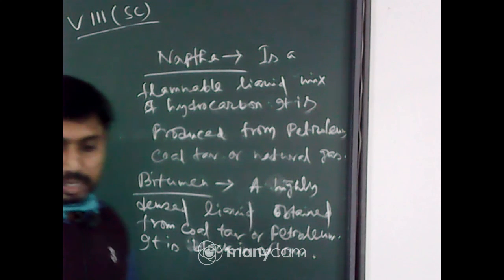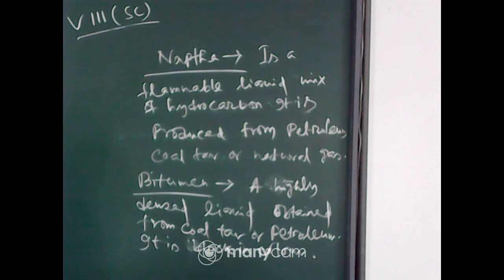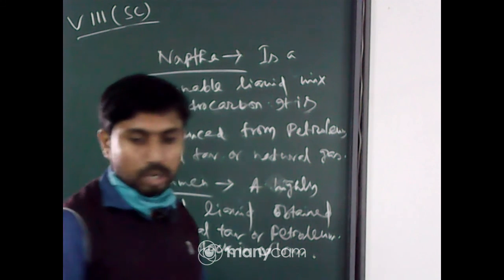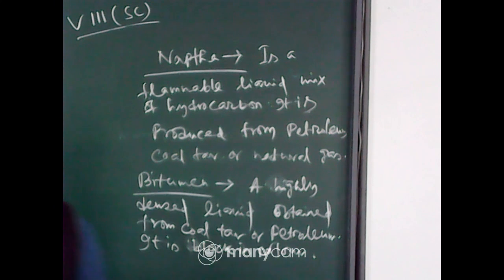In the book it is written that bitumen is only a petroleum product, but it is also obtained from coal tar. Okay. So, as it is written in the book as only petroleum, you can write only petroleum, but it is not compulsory.